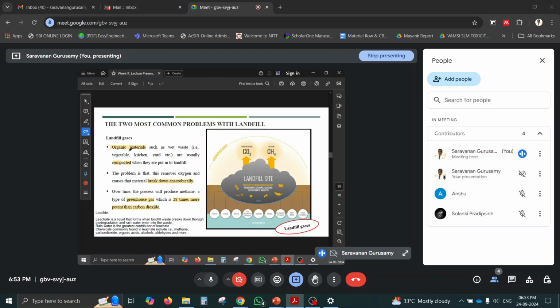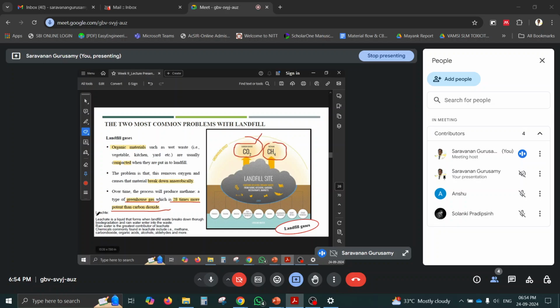Landfill gas is due to anaerobic digestion. It breaks down the organic matter and releases carbon dioxide and methane. Methane constitutes about 60% and carbon dioxide about 30% of the landfill gas. It's an approximate value. Methane has a greenhouse potential 28 times more potent than carbon dioxide, so it has 28 times more impact. You can think how harmful methane is.